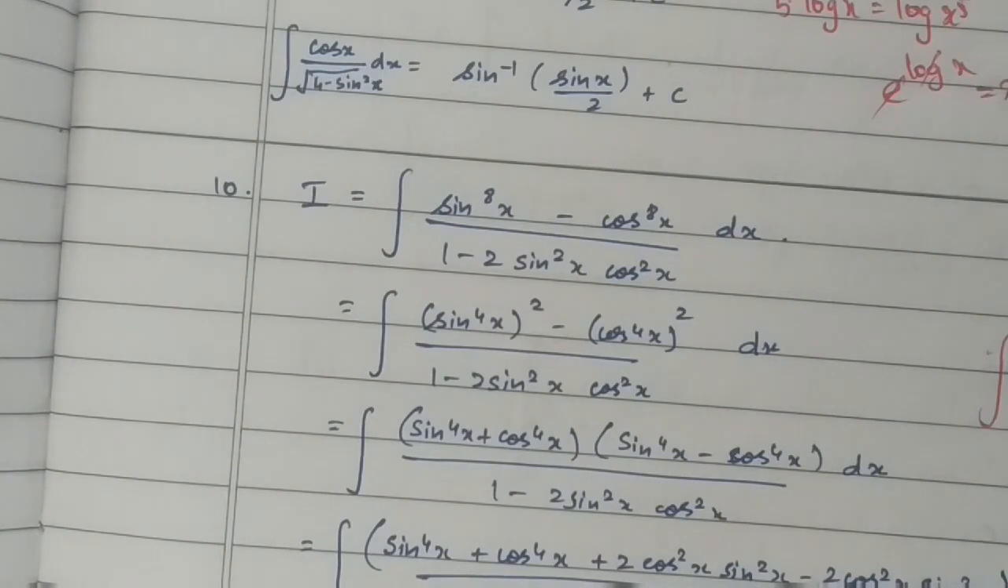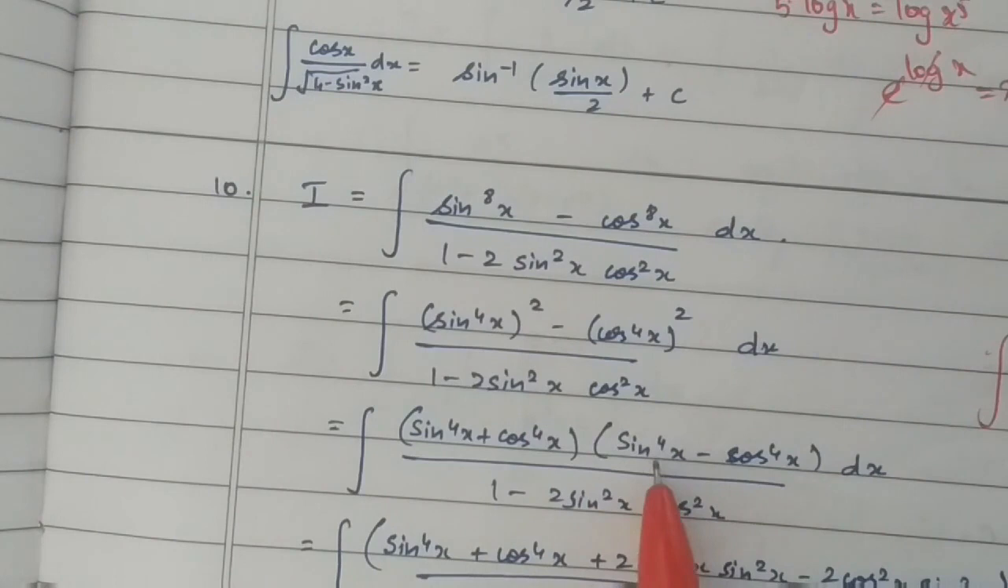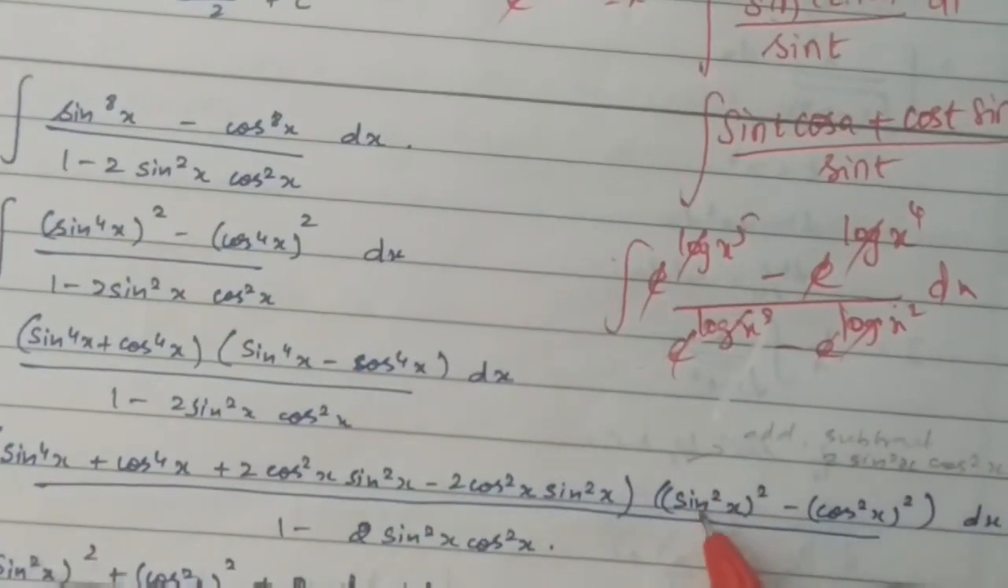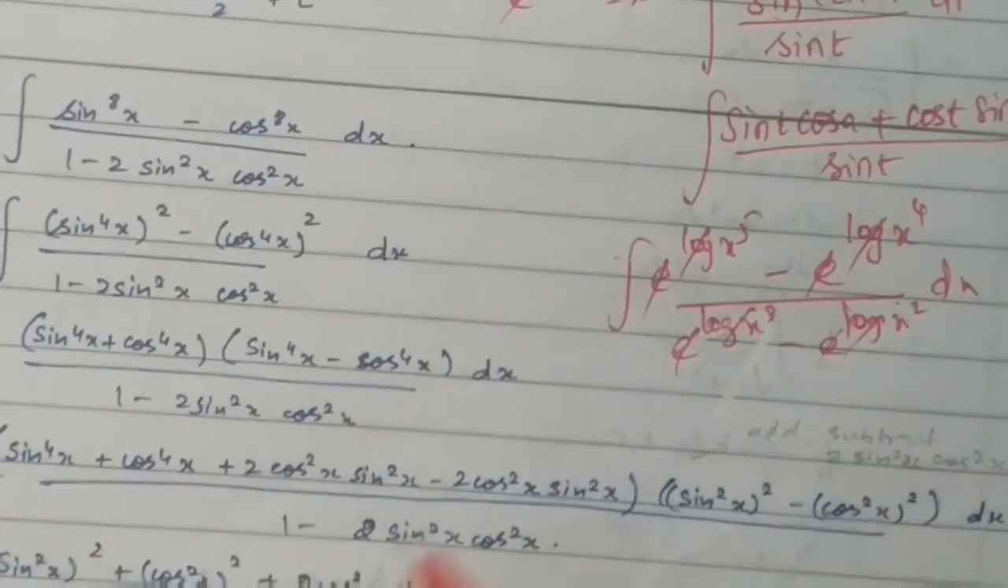Therefore, (sin power 4x) the whole square minus (cos power 4x) the whole square into dx divided by 1 minus 2 sin square x cos square x. Now, this a square minus b square can be written as (a plus b) into (a minus b). That is the next step. And the next step here, the sin power 4x can be written again in the form of a square minus b square, that is (sin squared x) the whole square minus (cos squared x) the whole square. That's what we are going to write for sin power 4x.